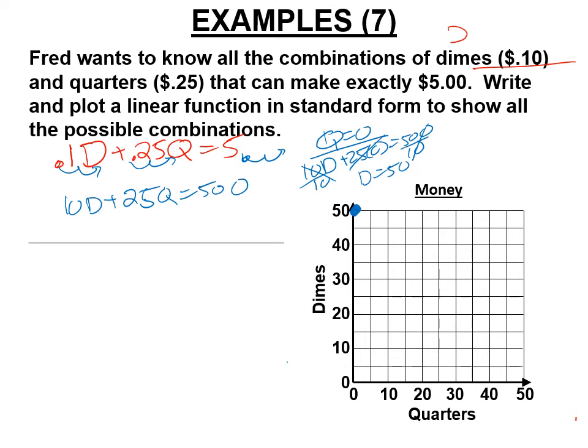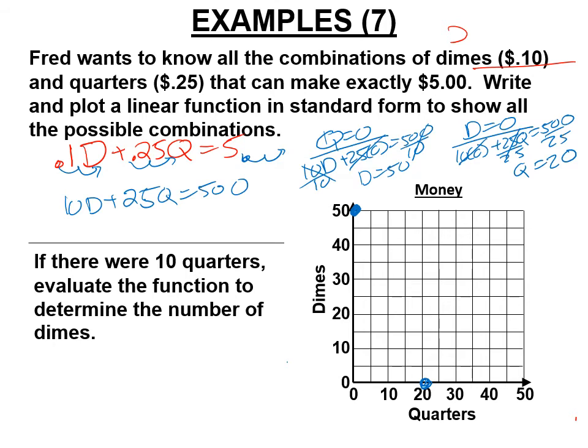When D equals 0, you get 10 times 0, that crosses out, plus 25Q equals 500. Divide both sides by 25. 50 divided by 25 is 2, and 500 divided by 25 must be 20. So there's our combinations, and hopefully there is the graph.